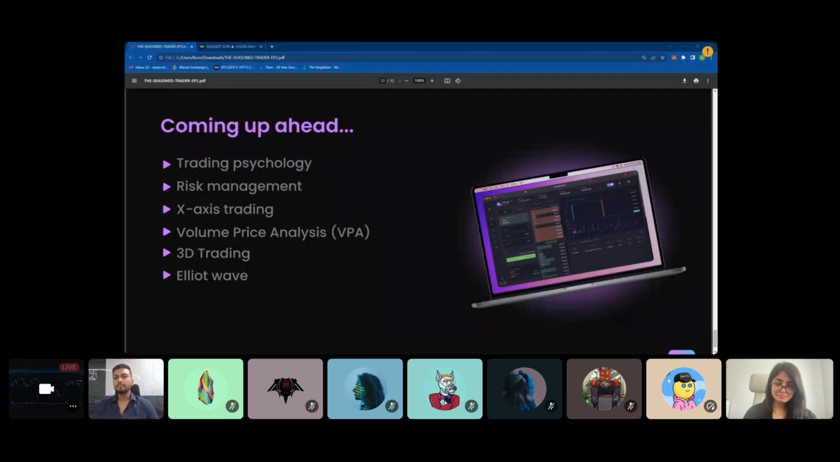Yes, absolutely. So, these are the very basic sessions that we are having right now because we want to take everyone along with us. Even we have a few beginners here. We want to take all of them together with us. So we are having basic sessions right now. Earlier, as I mentioned, we're going to talk about X-axis trading. We're going to talk about volume price analysis. We're going to talk about 3D trading, and we are also going to dive deep into Elliott wave and Neo wave trading. Okay, and I'll just give you a brief of what all of this is about.